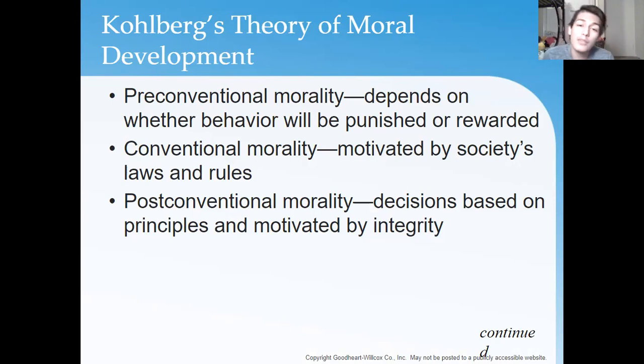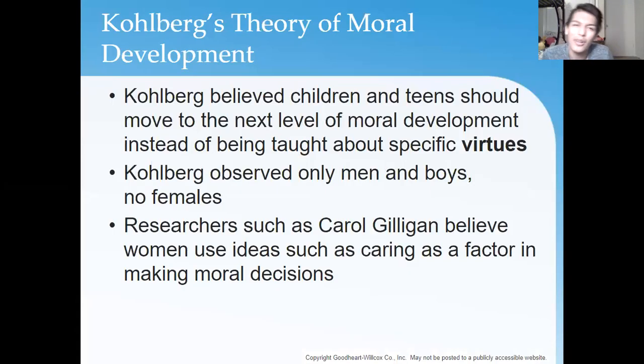And then conventional morality is motivated by society's laws and rules. This is when we begin to follow the rules and laws of our society, right? And then post-conventional morality is decisions based on principles and motivated by integrity. So principles and integrity basically mean common sense in a way, or things that make sense, if that makes sense. Sorry.